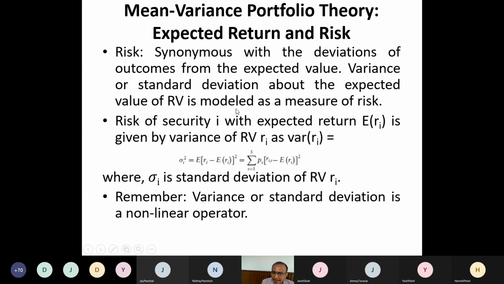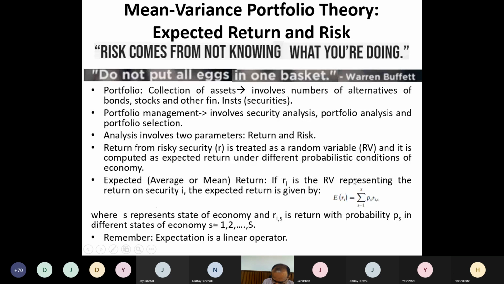And that is used to model the risk, a measure of the risk. You are studying these terms in probability and statistics, and this is the practical application. So, risk of security i with expected return E(Ri). Let's say I have security i in my portfolio and its expected return E(Ri) is calculated using this formula, where the Ps and Ris are all predicted or calculated, or you can say guessed, values.